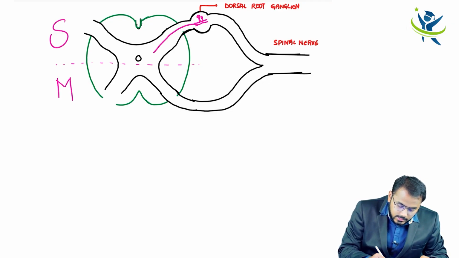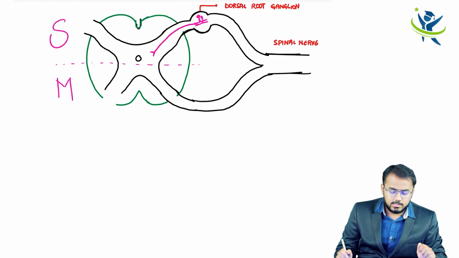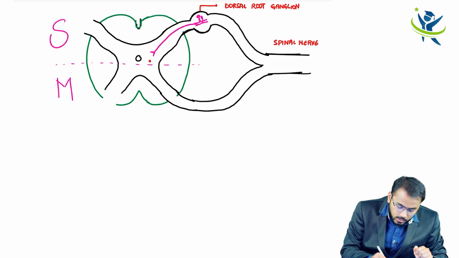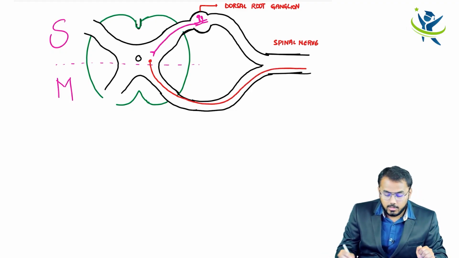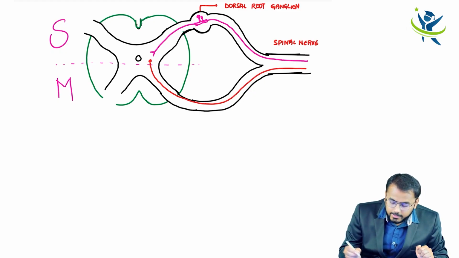This is the sensory neuron. There are many thousands and thousands, but I am just going to draw a few. This is a sensory neuron. Now from here I have got the motor neuron going out like this and entering into the spinal cord. So the sensory neuron also is taking its way all the way into the spinal nerve.